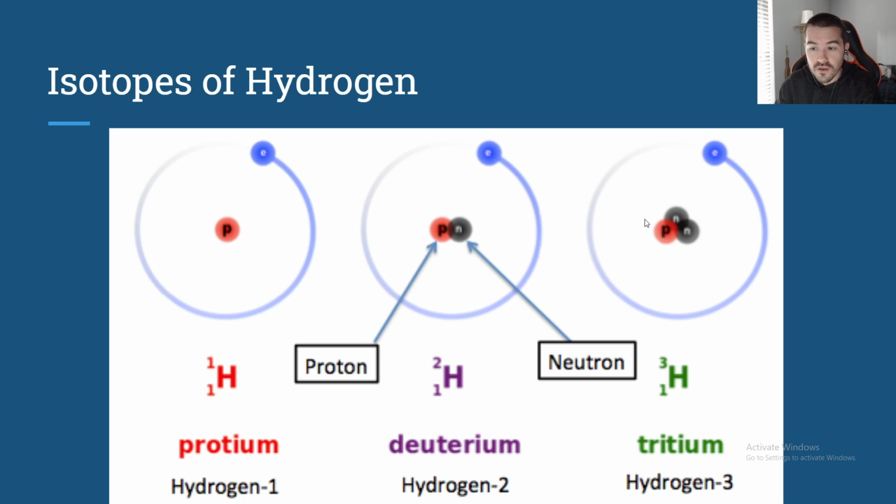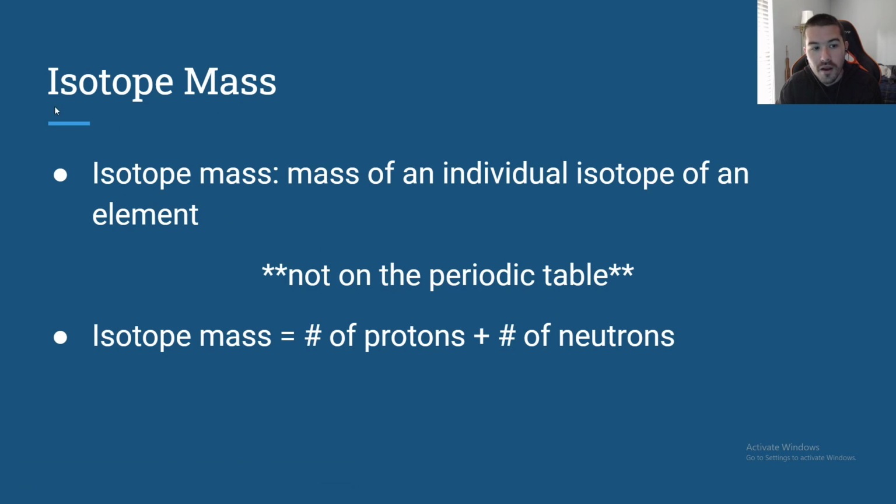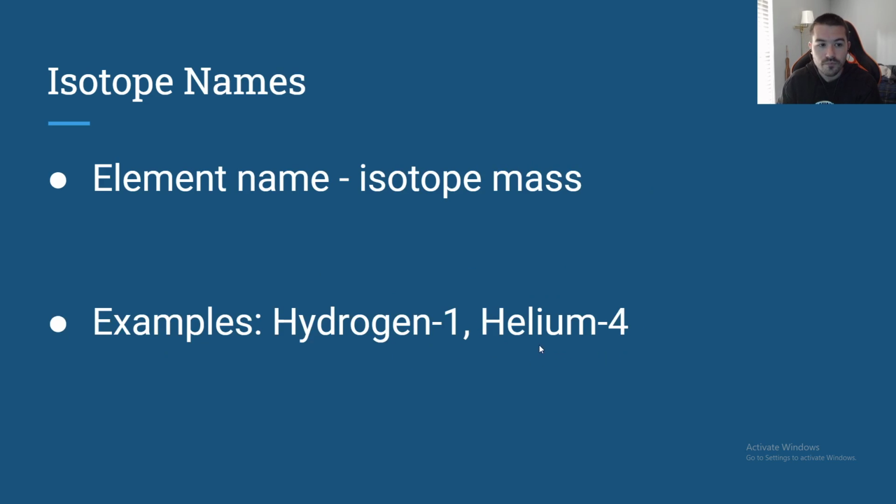But this one does exist, and for this specific isotope, its mass is 3. And that comes from, once again, protons plus neutrons. 1 plus 2 is equal to 3. So whenever you're talking about isotope mass, do not look at the periodic table. Instead, you should only be thinking of protons plus neutrons.